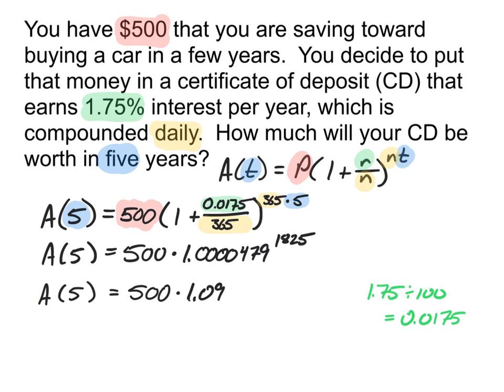The last thing is you're going to take that number that's currently showing on your calculator and you're going to multiply that by 500. And that gives you 545.72 as your final answer then.